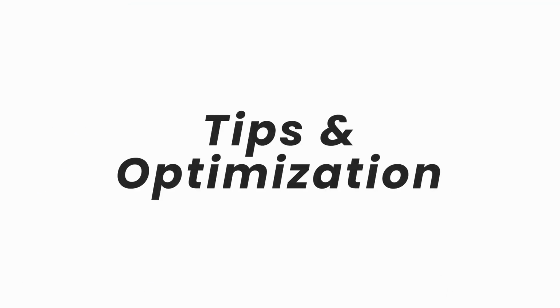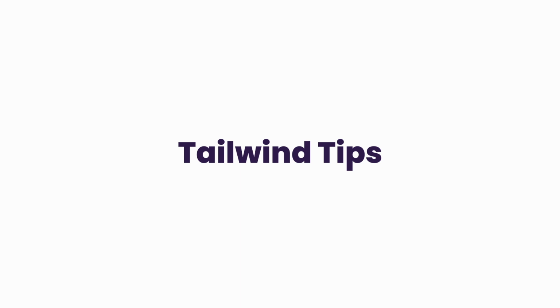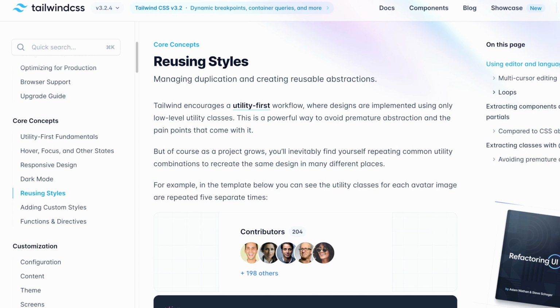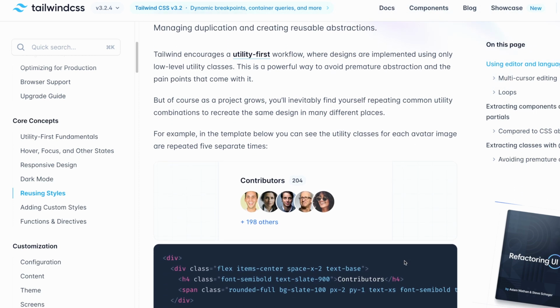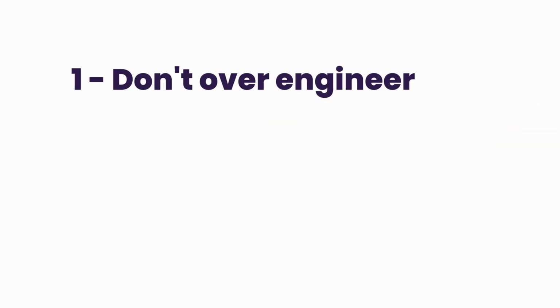Tips and optimization. Here are some quick tips and advice to avoid being blocked at some point. Reusing styles. There's a whole article in the documentation about the topic that I recommend you read. Three things to remember. First, if you want to reuse something anywhere else in your project, don't automatically build a component for it. You can still make it later. Using an array and the map function is enough in a lot of cases.